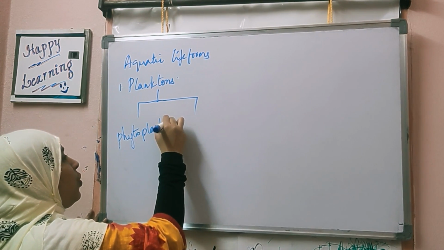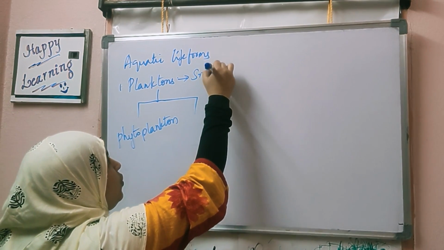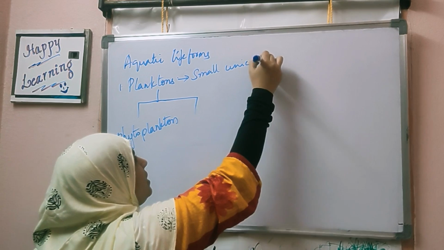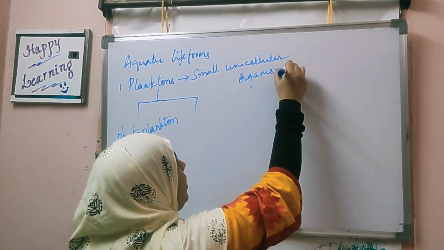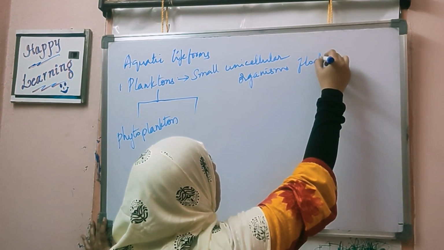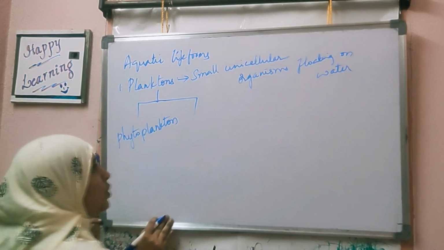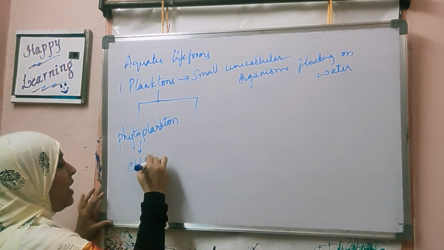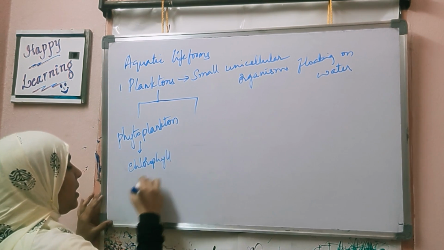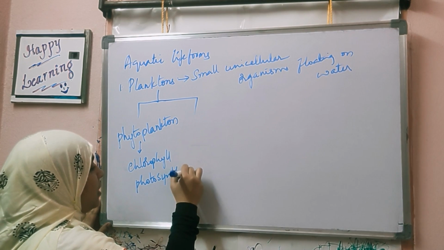Phytoplankton are those, these planktons are small unicellular organisms floating on water. Among these unicellular organisms, phytoplankton are those which have chlorophyll and they can perform photosynthesis. Since they perform photosynthesis, they are autotrophs.